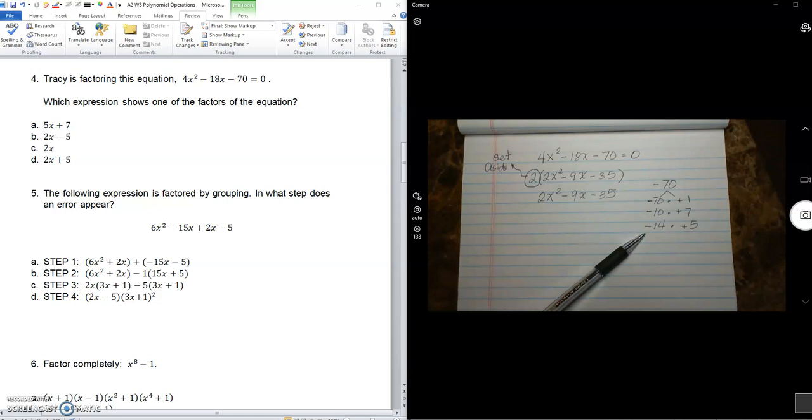Okay, I guess I found it. It is negative 14 times 5. Negative 14 times 5 is negative 70, but negative 14 plus 5 is negative 9. So these are our factors.